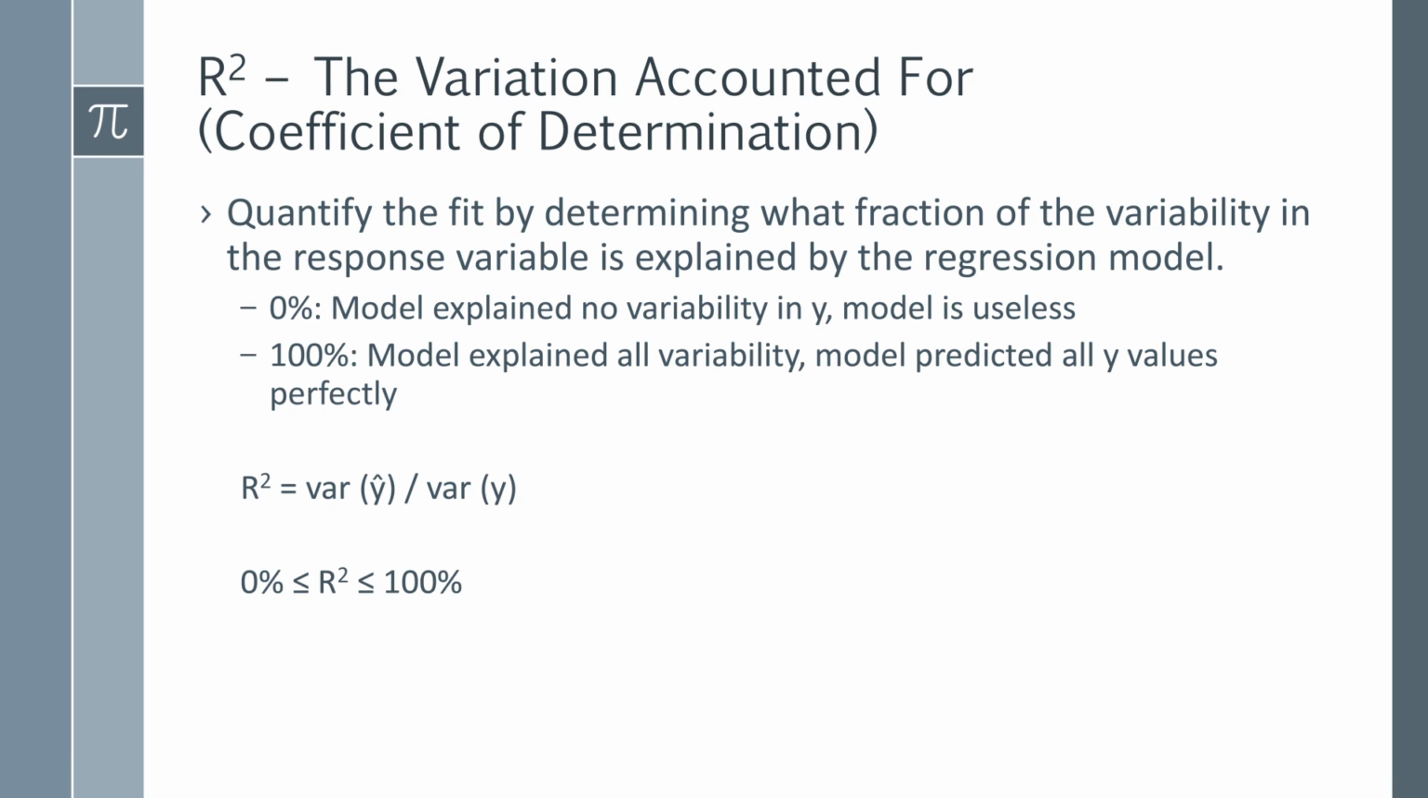If you remember back in chapter 1, we talked about how one of the goals of statistics was to explain variability. Some variability we can explain, some variability we can't. So don't expect to get r squared values of 100%. It would be extremely, extremely rare, if ever. Now, r squared is defined as the variability in y hat divided by the variability in y. Your r squared, expressed as a percentage, is going to be between 0% and 100%.